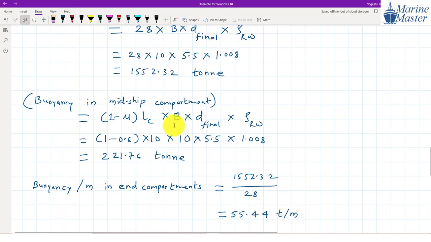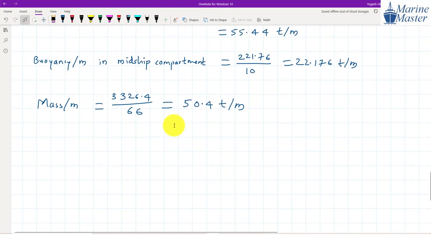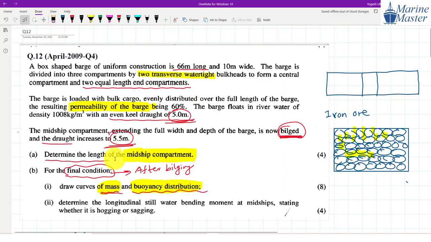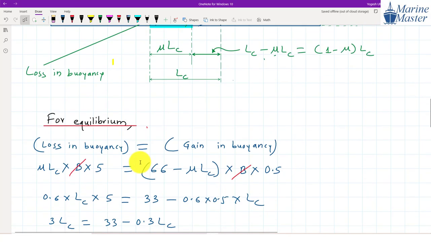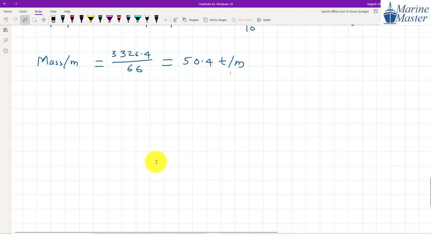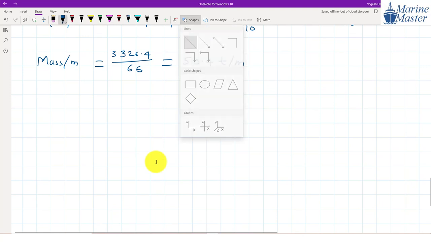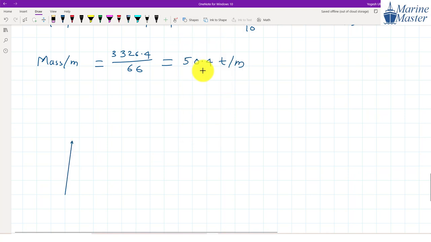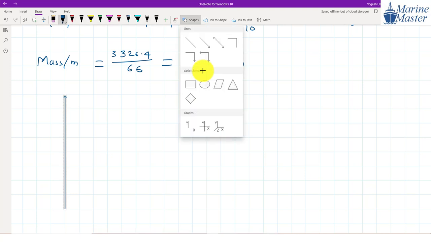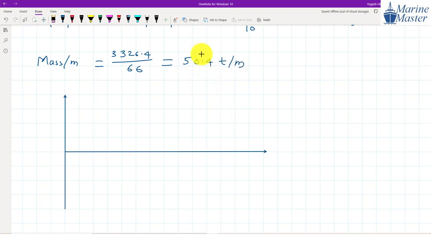Okay. So our target is what? We have to draw the curves of buoyancy and mass, the mass and buoyancy distribution. So simple, guys. You can draw it on the graph. For now, I am just drawing here only, but you have to draw it on the graph in the exam.